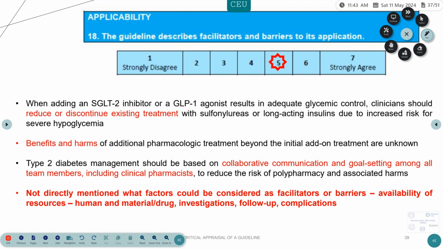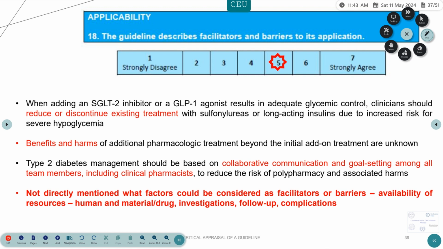The benefits and harms should have been thought of. So the knowledge of these benefits and harms could be a barrier to use of this guideline also. And they also mentioned that to avoid polypharmacy, there should be communication between the pharmacist and the team members, which could be a barrier to application of this guideline. So they have not mentioned in the guideline that this could be a barrier, and please be cautious.